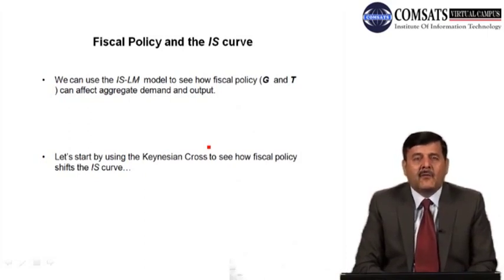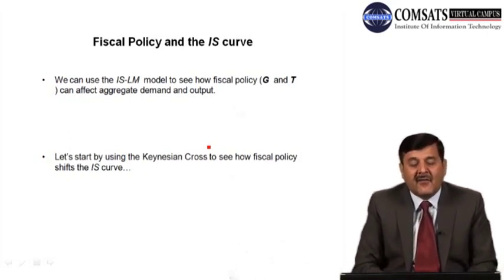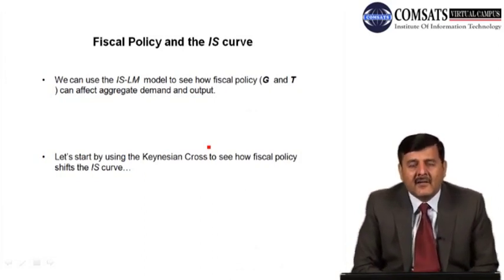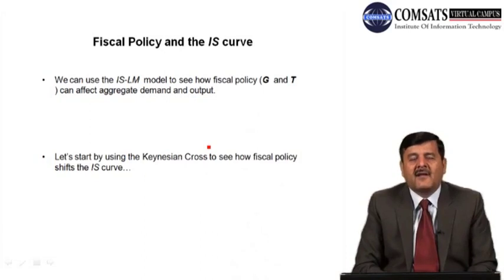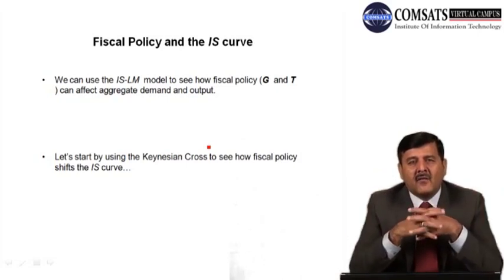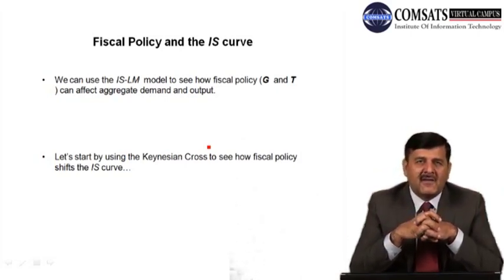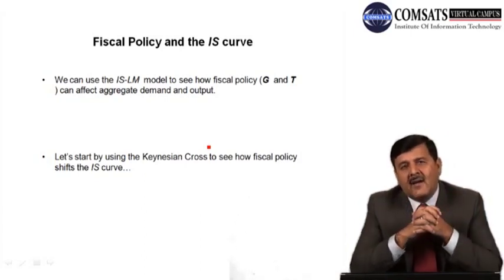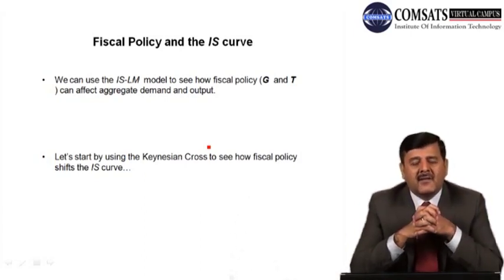So for this purpose we will be using the IS-LM model to see how fiscal policy variables, which are government expenditure and taxes, can affect aggregate demand and output in the economy. Since we are going to discuss the LM curve in the next class, today we will only draw the IS curve and see how it is affected by fiscal policy. Then when we discuss the LM curve, we'll bring these together and see how changes in government expenditure and taxes affect the level of income and output in the economy.